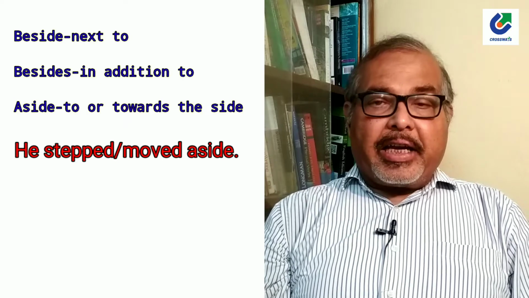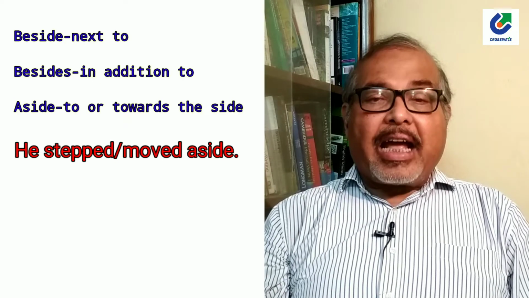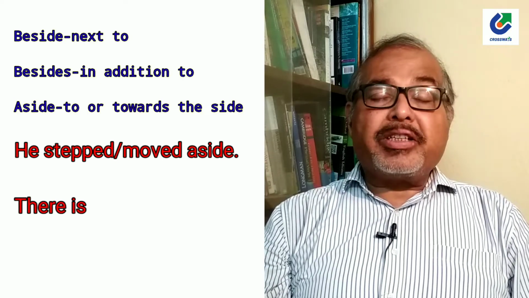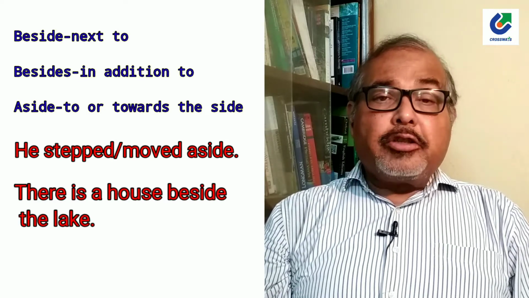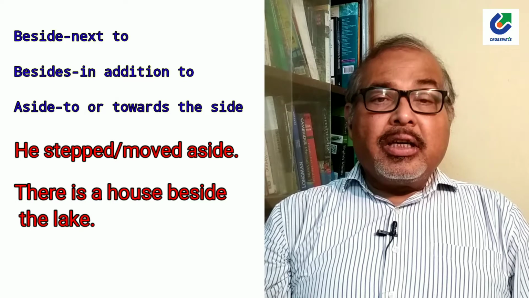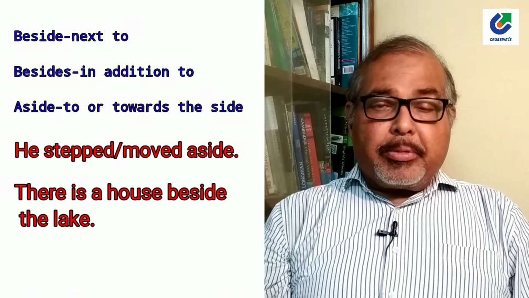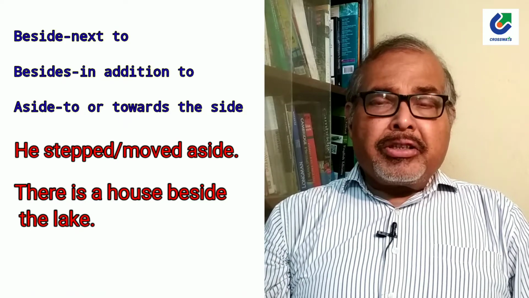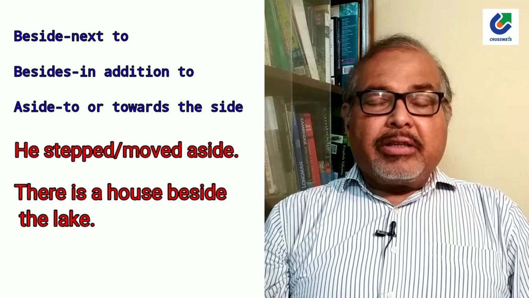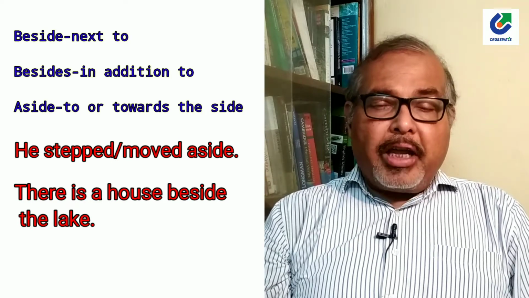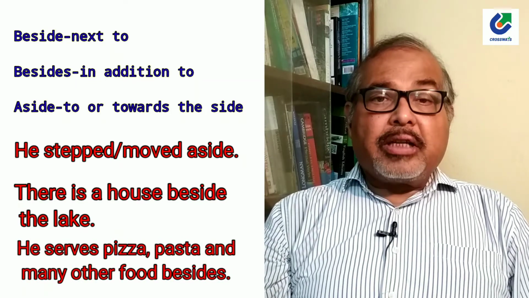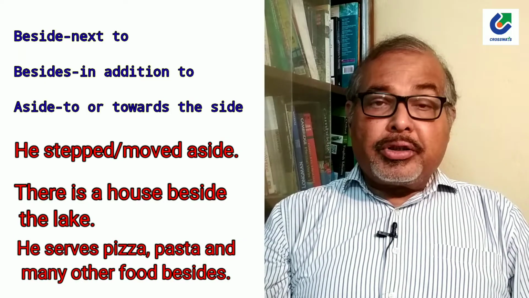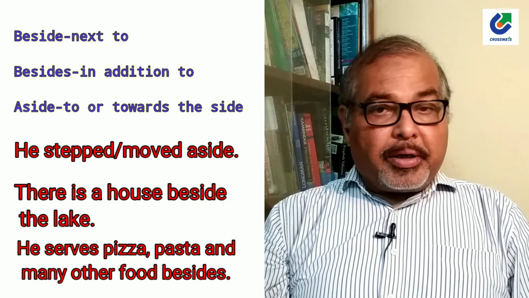The second word is beside. Beside means by the side. There is a house beside the lake. Another is besides, which means moreover. That means there are many things besides other things like that. The way you use moreover, you can use besides also. These are the three important words which you need to remember.